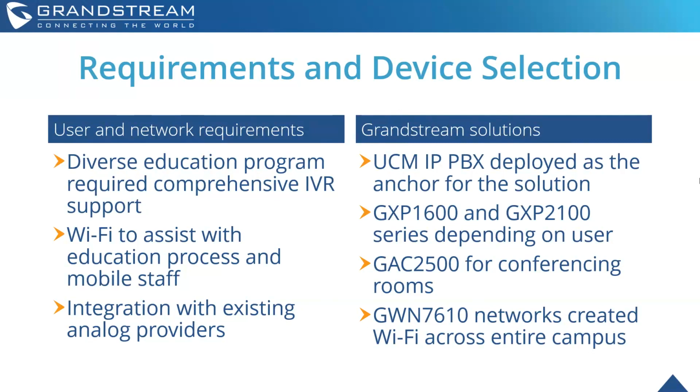So for Grandstream, of course, the UCM IPBX was deployed as the anchor, connecting all the various schools together under one network and supporting that comprehensive IVR need. Once again, our GXP 1600 series and 2100 series was selected depending on the user. GAC 2500 for conferencing rooms. And our GWN 7610 was used to create networks across the entire campus of each school.